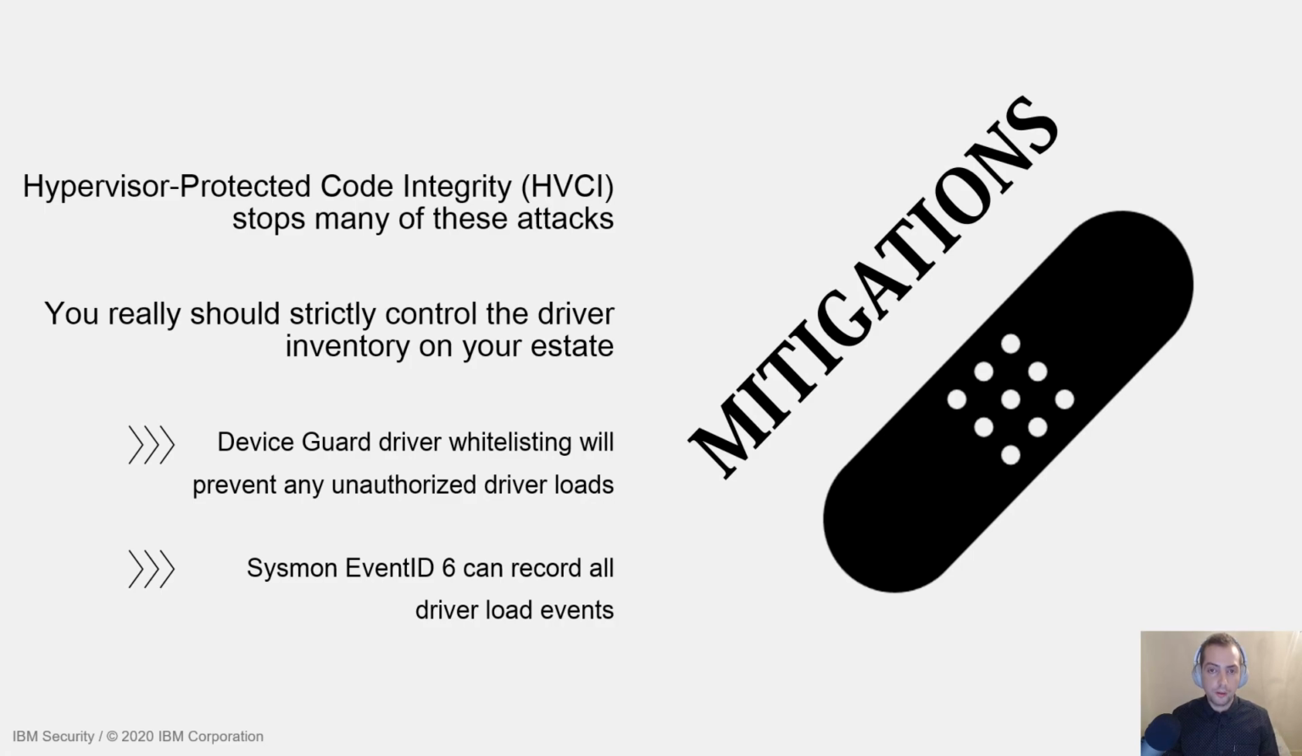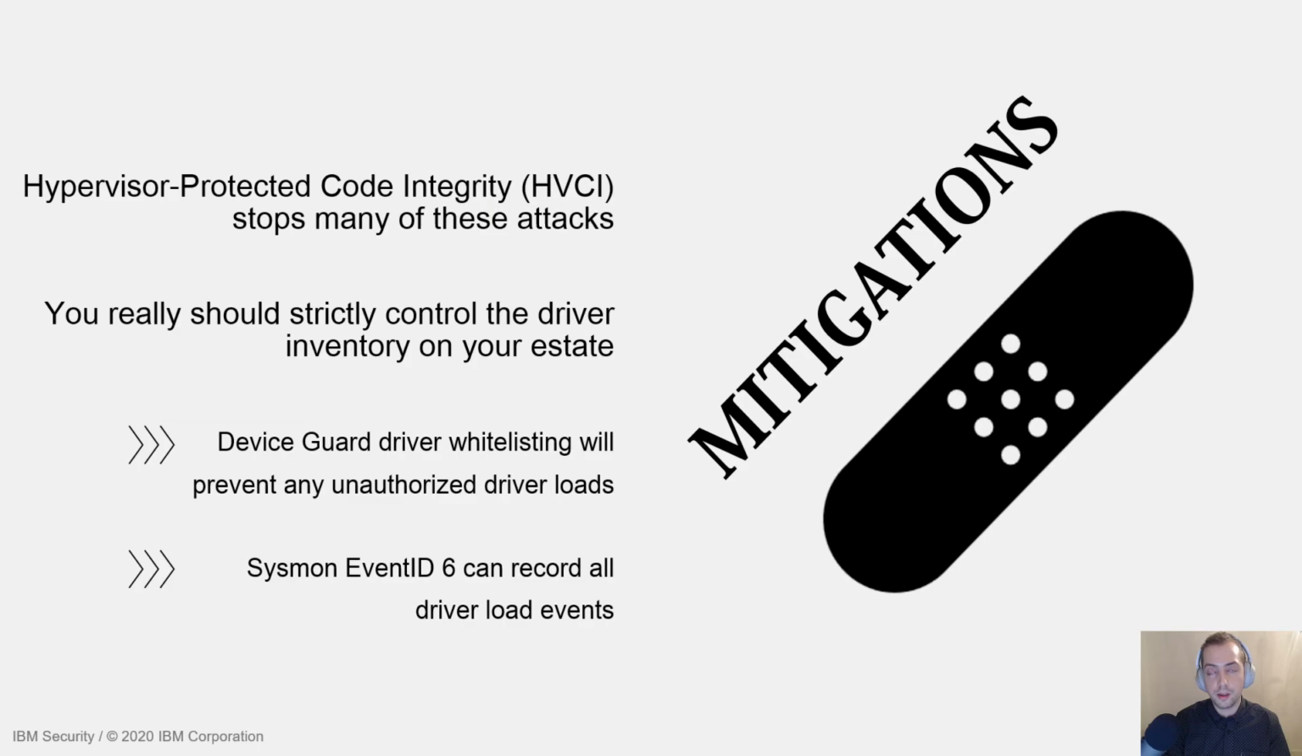So mitigations, there are a few common sense things that you can do to protect yourself from AquaWrench or tools like AquaWrench, right? So something that should work very well is hypervisor protected code integrity, or HVCI. HVCI stops many of these attacks that we've demonstrated, right? The way this works is that there's a hypervisor, in this case Hyper-V, right, which virtualizes the OS. This is transparent to the end user, so the end user doesn't see any difference, basically.